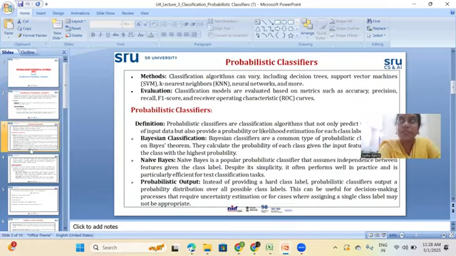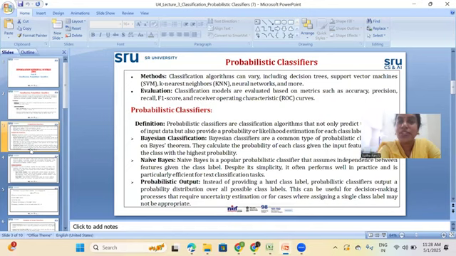Here, if you see the probabilistic classifiers, we use classifiers for the classifications. To apply the classification on any data sets, we use the classifiers. Here, let us check some of the classifiers which are used for the classification. The first one is probabilistic classifier.